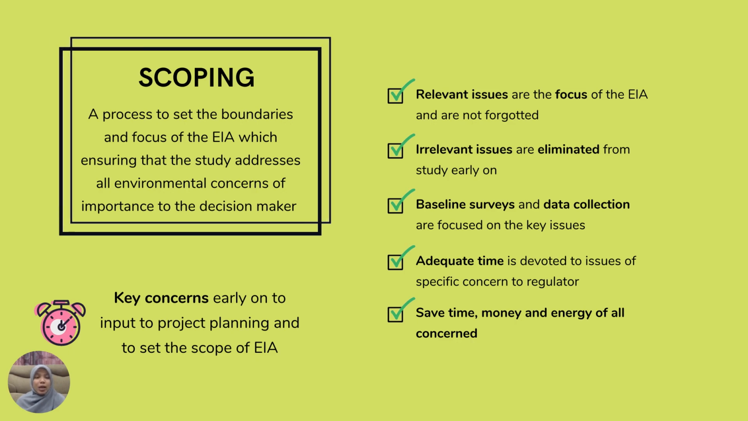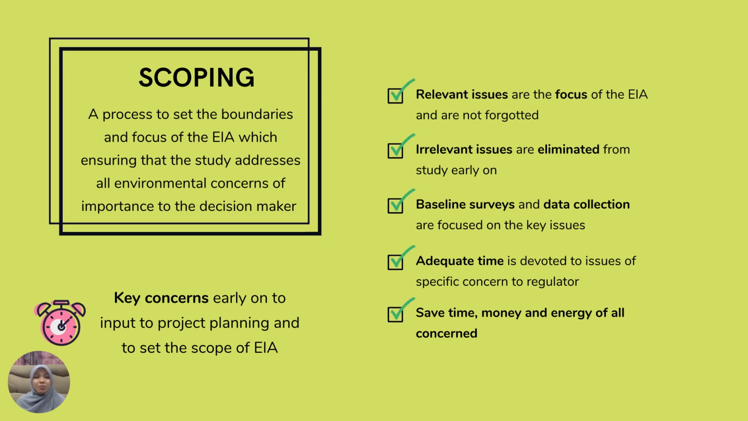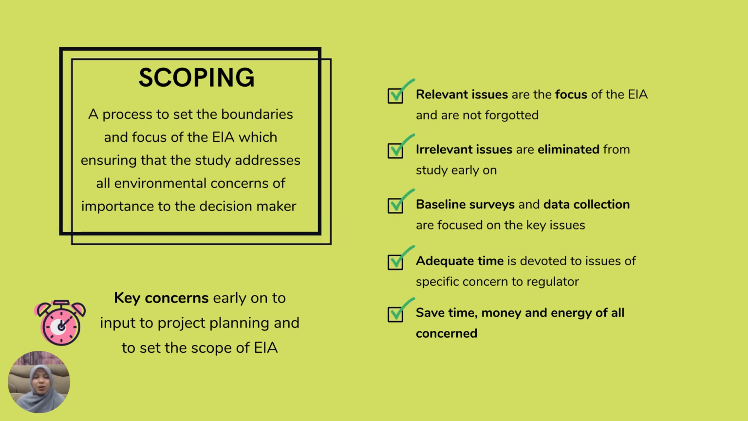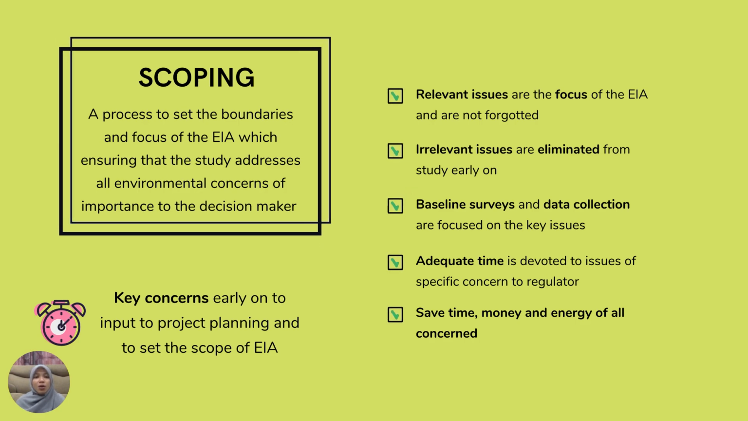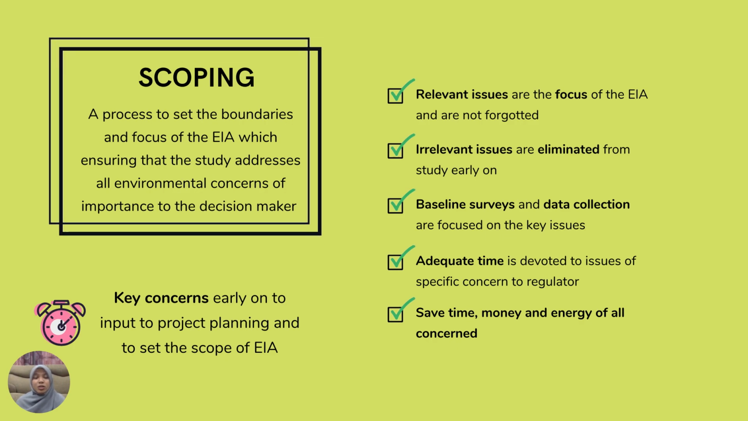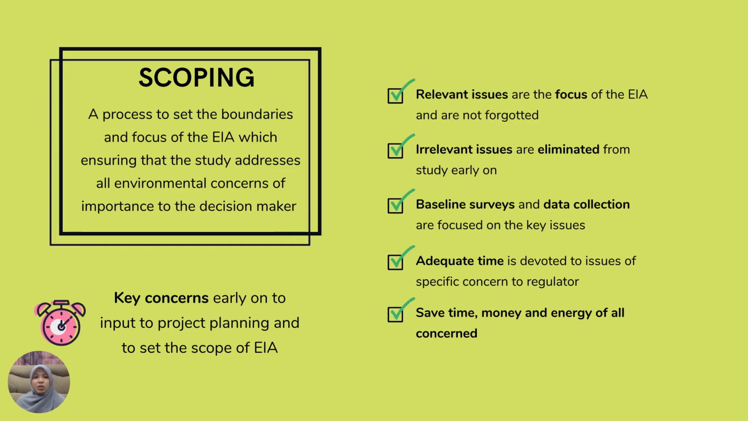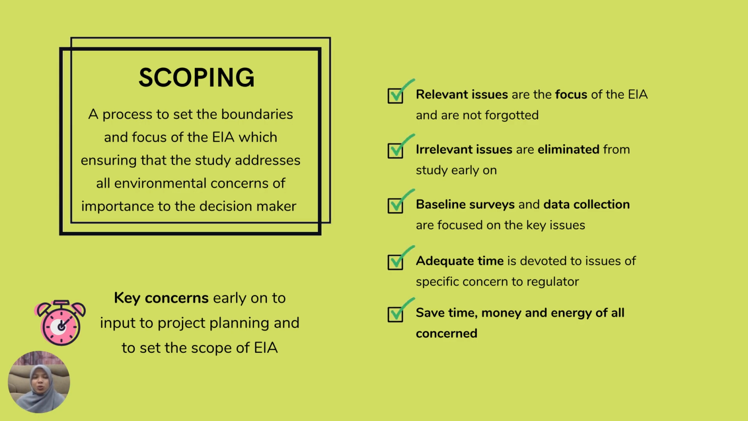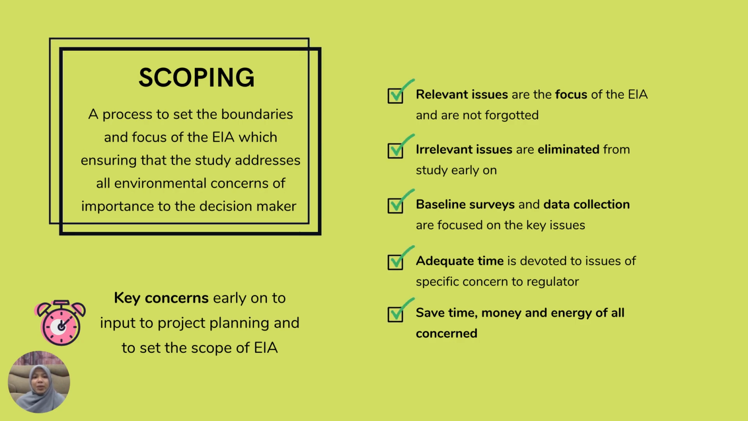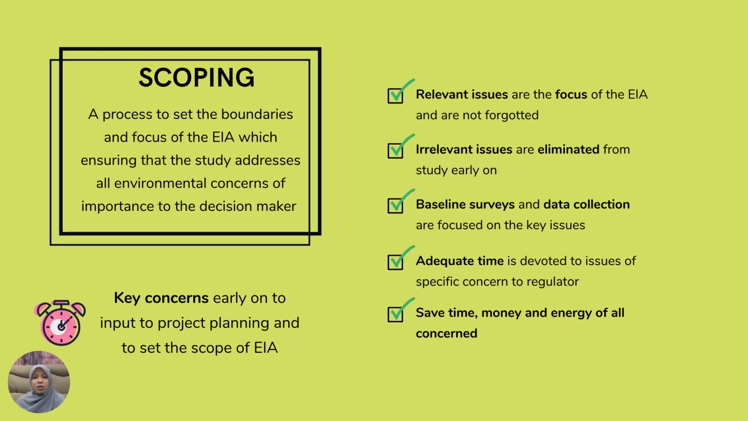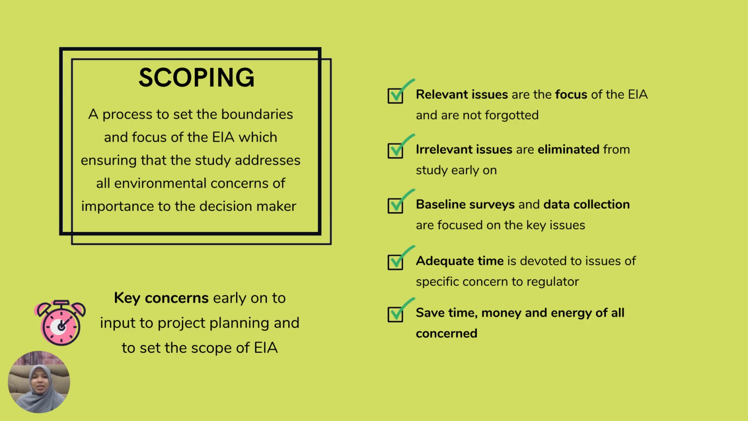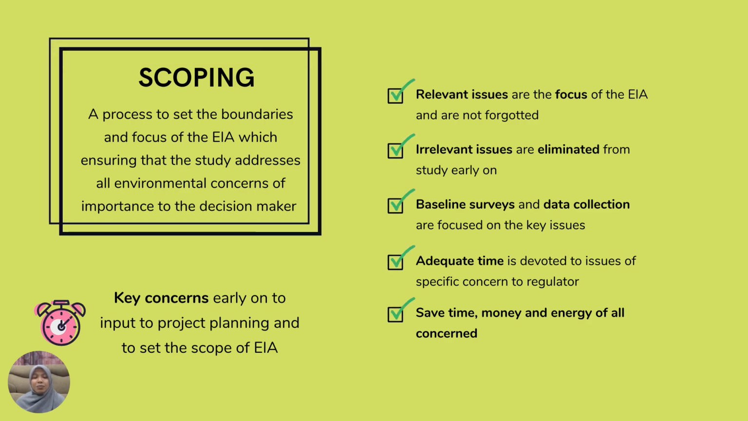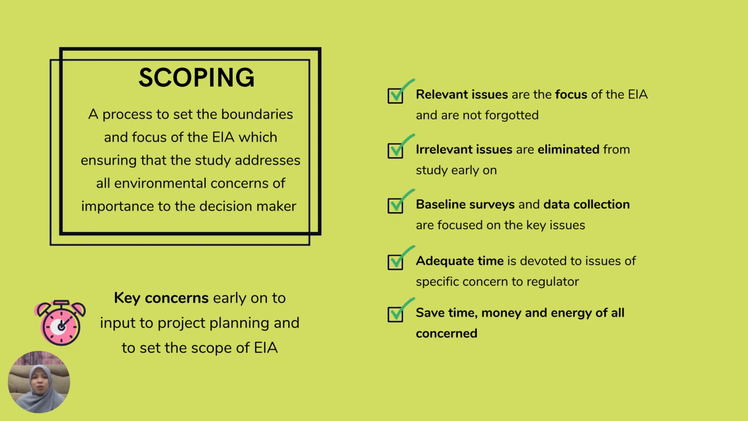Next is the scoping. Scoping is the process to set the boundaries and focus of the EIA, ensuring that the study addresses all environmental concerns of importance to the decision maker. During the scoping, the issues must be relevant, and the irrelevant issues are eliminated. The baseline surveys and data collection are focused on the key issues. Adequate time is devoted to issues of specific concern to the regulator. It must save time, money, and energy of all concerned.